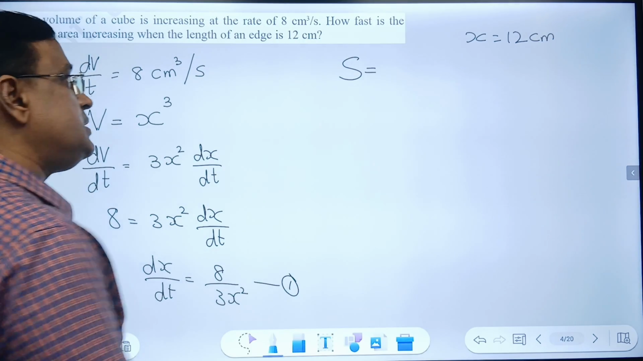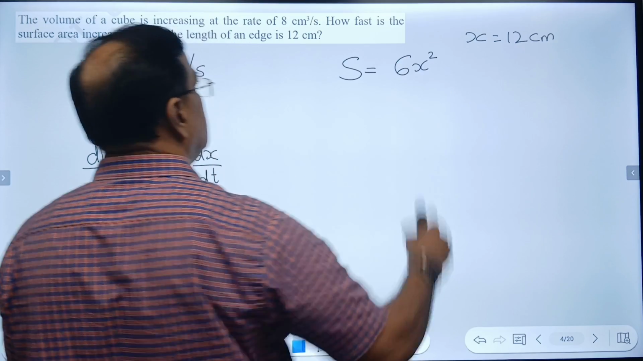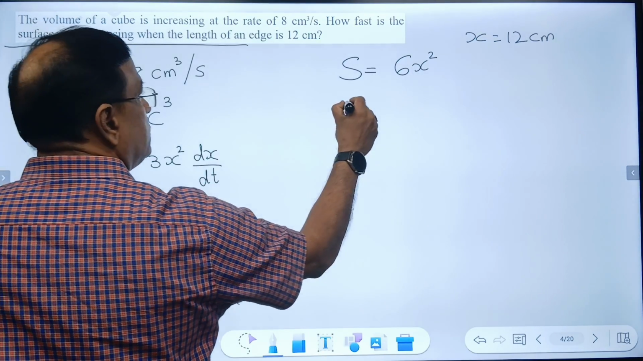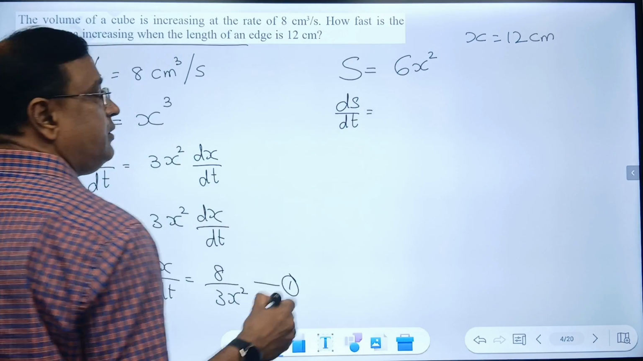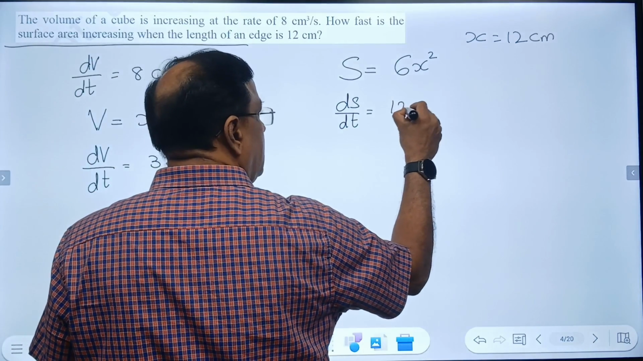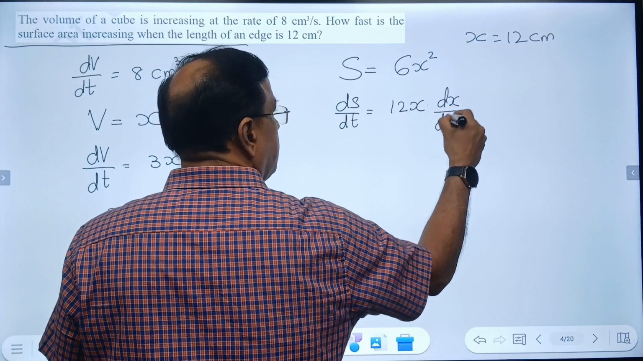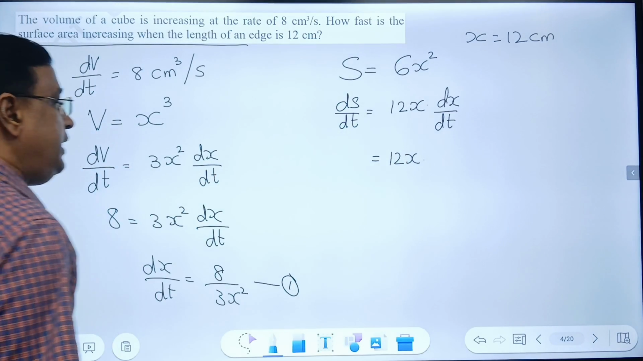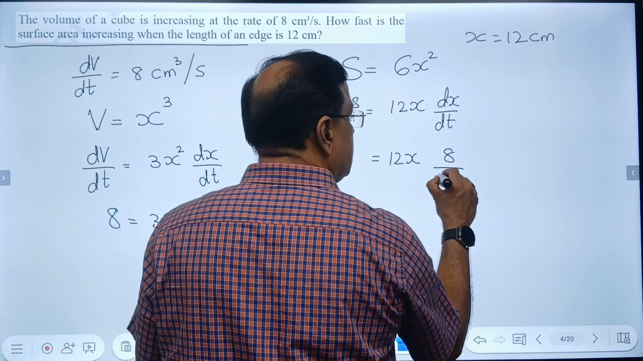Now, what is the surface area of a cube? Surface area of a cube is 6x square. I want to find the change in surface area, so dS by dt. dS by dt is what? It is 12x into dx by dt, which is 12x into, now what is dx by dt? From 1, it is 8 by 3x square.